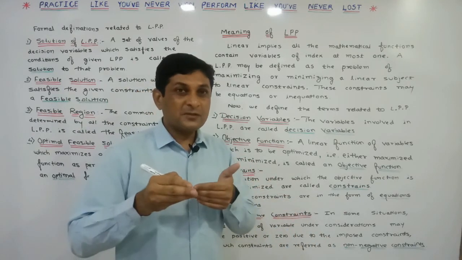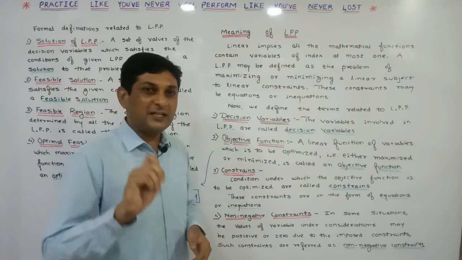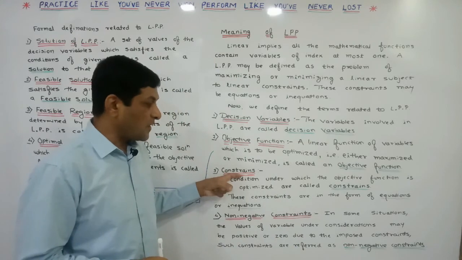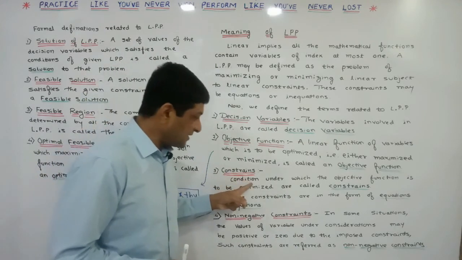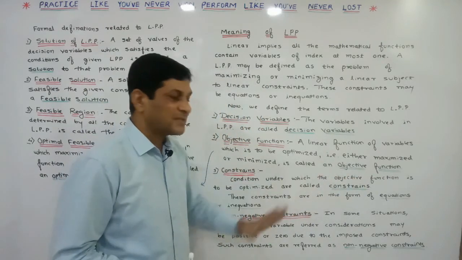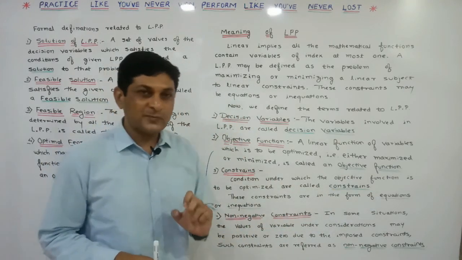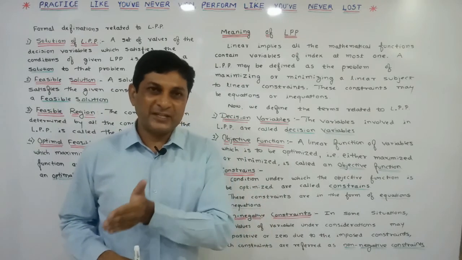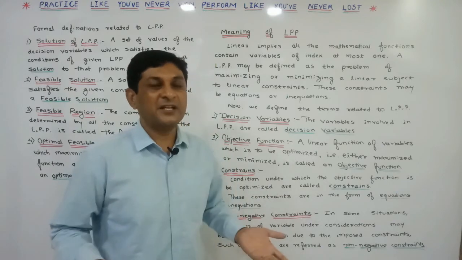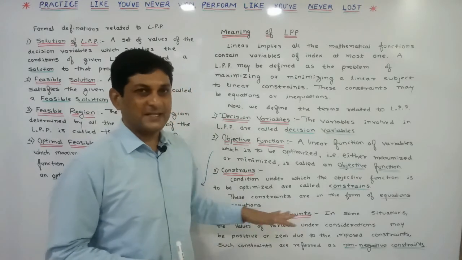Is it clear? It means the profit depends on certain conditions, and those conditions are also expressed in terms of linear equations and linear inequations, and these conditions are called constraints. So again observe this definition: the conditions under which the objective function is to be optimized are called constraints, and these constraints are expressed in the form of equations and inequations. In the last lecture we have already seen how to find the solution set of linear equations and inequations using the graphical method. Those linear equations and inequations are called constraints.